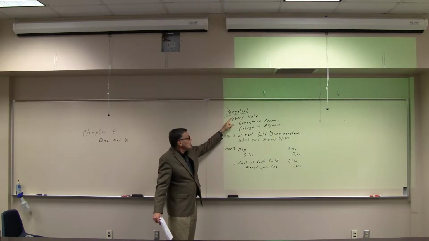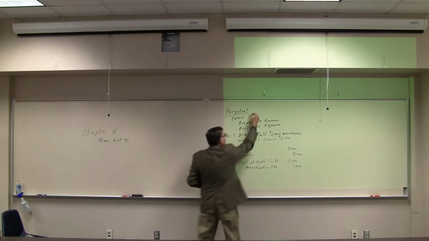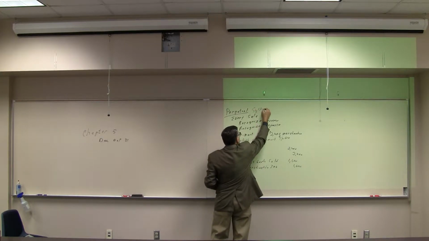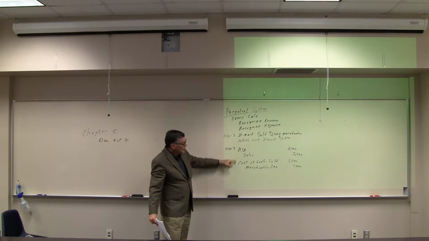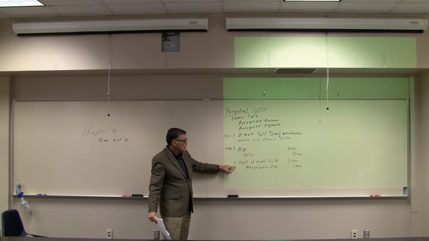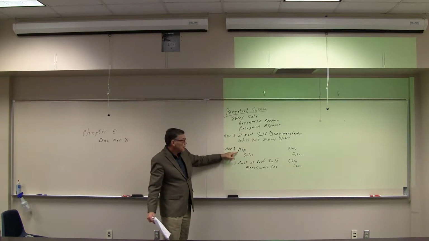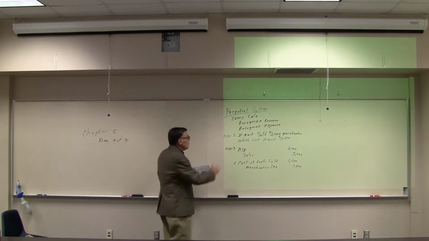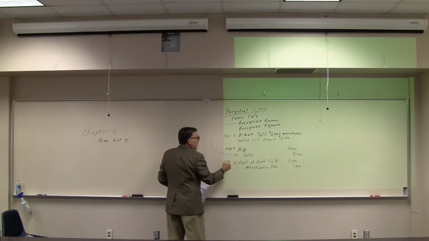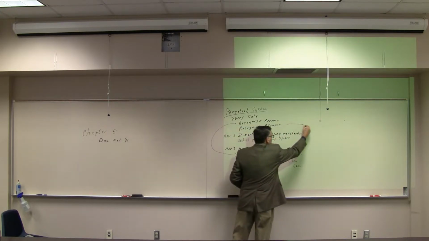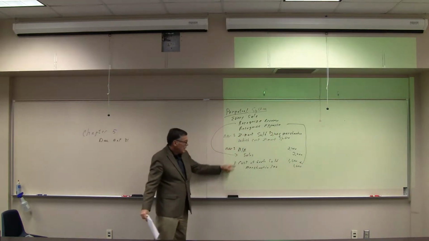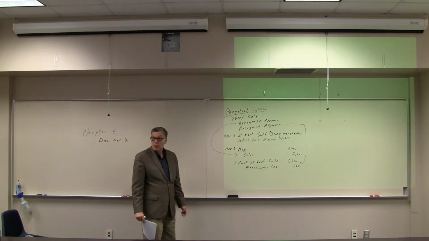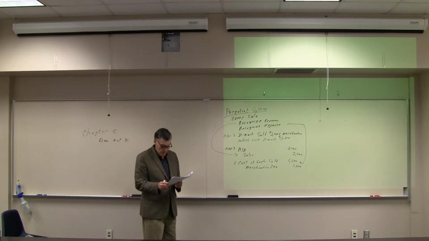And what this does is on the perpetual system, every sale, all the sales related accounts are updated every sale. And that requires 4 entries or 2 pairs. The first pair recognizes the revenue, and the second pair recognizes the expense. Okay? And then after the sale, all these accounts are made current. Okay?